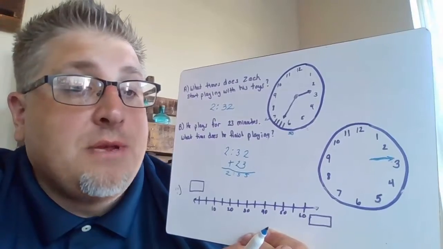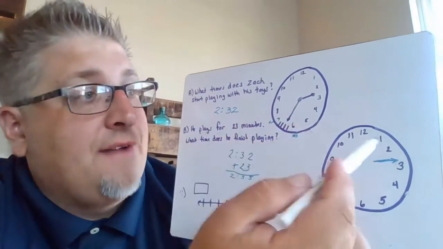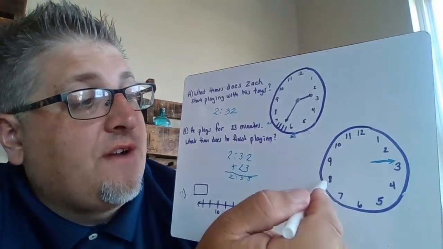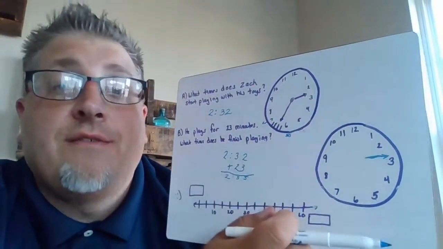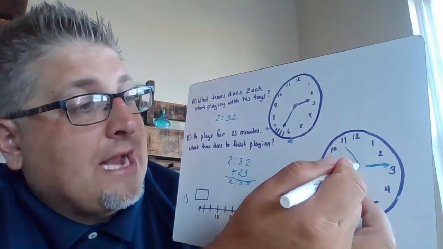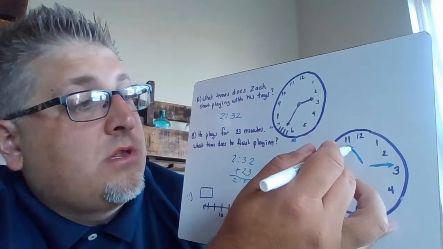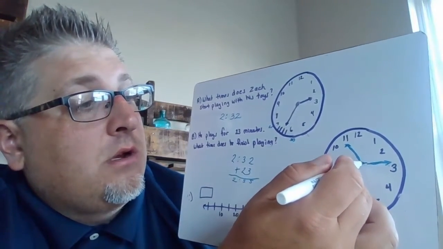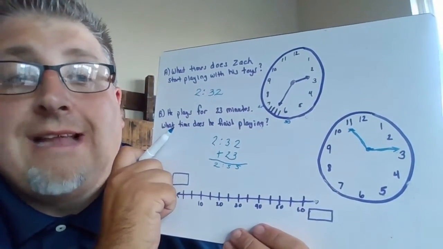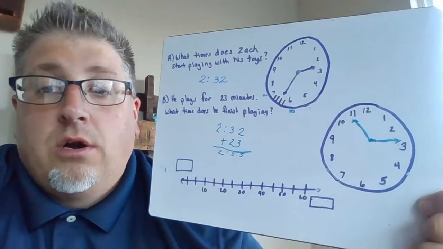Now we got 55. 55 is going to be easy because it ends in 5. We can skip count right around the numbers by 5 to get us to 55. So we start here, 5, 10, 15, 20, 25, 30, 35, 40, 45, 50, 55. Yep, right to the 11. The 11 would be 55. So the big hand is going to point directly to the 11. So that's 2:55 plotted on our clock.